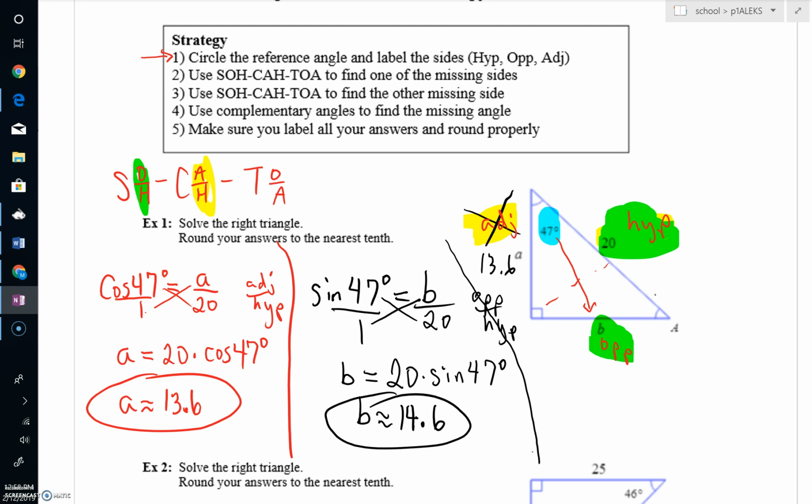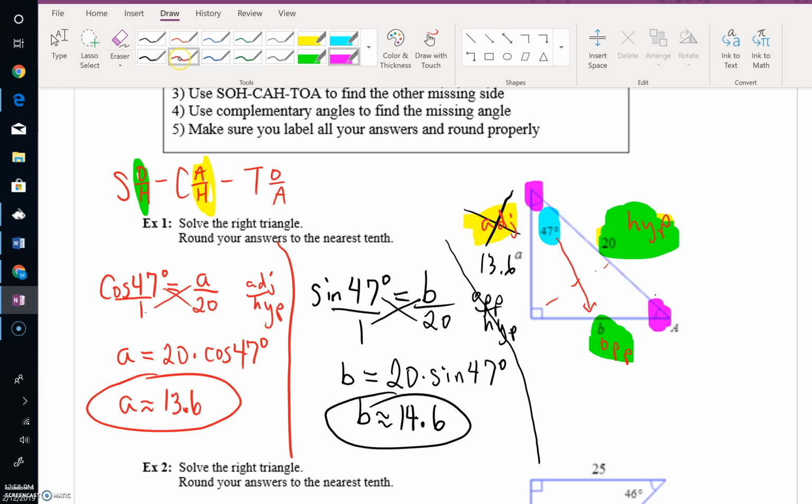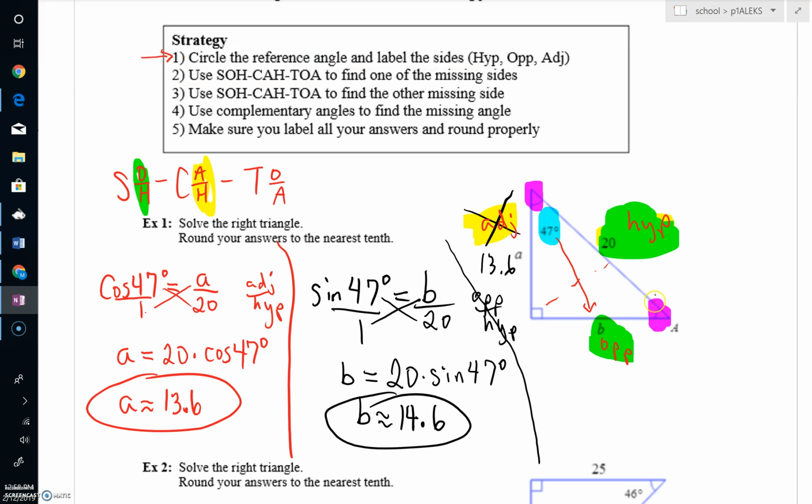Now, one thing I do want to really point out to you, and I hope you remember from geometry, is that the 3 angles, of course, are going to always add up to 180 degrees, but in a right triangle, with a right angle, you already have 90, and 180 minus 90 is 90.